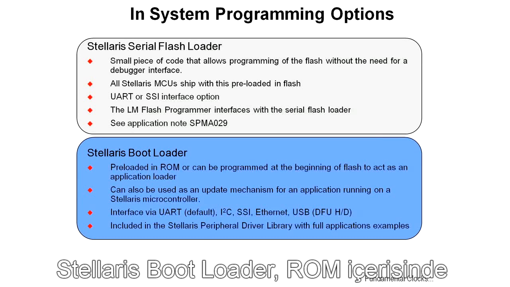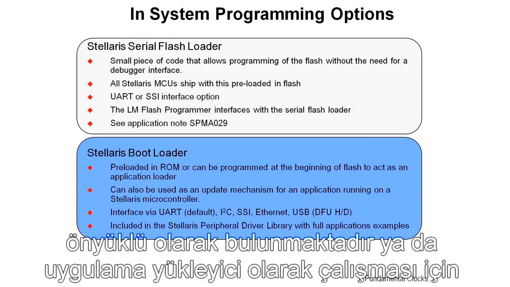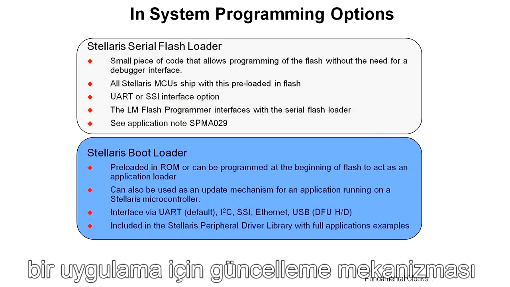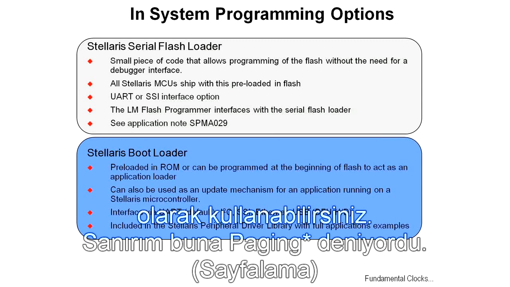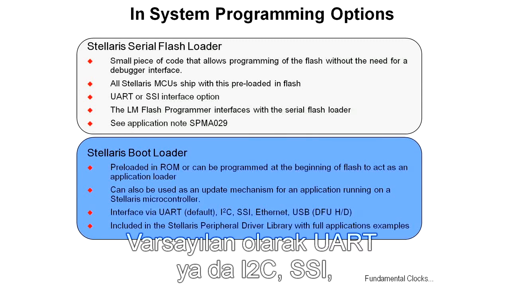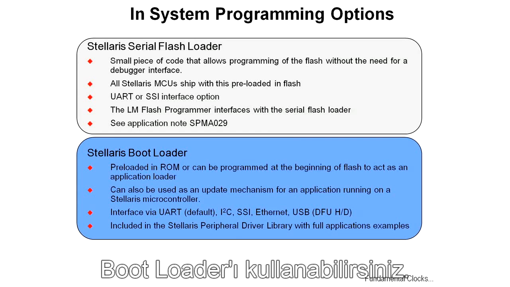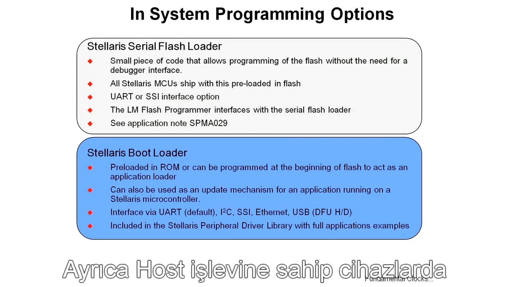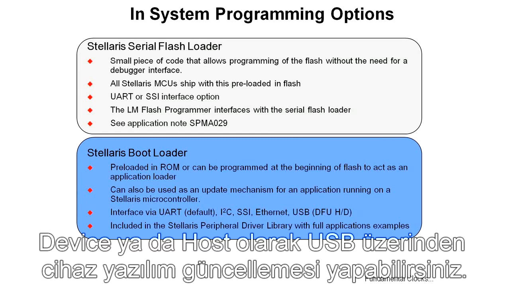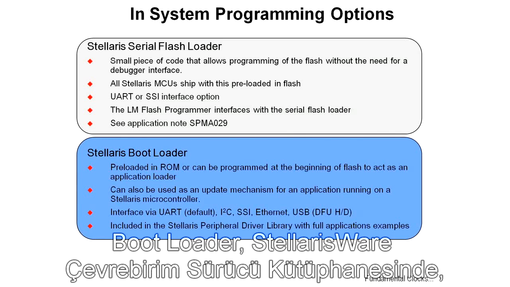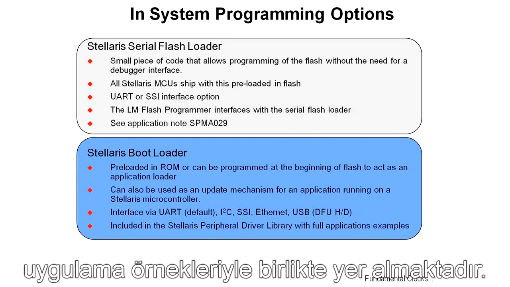The Stellaris bootloader is preloaded in ROM, or it can be programmed at the beginning of flash to act as an application loader if you like. You can also use it as an update mechanism for an application running on a Stellaris microcontroller, a thing that's called paging. You can interface to this via UART, which is the default, through I2C, through SSI. On those parts that have Ethernet, you can attach to it through that. For USB, we can also do device firmware update as host and device on those devices that have host. The LM4F120 only has device. This is included in the Stellaris peripheral driver library with full application examples.